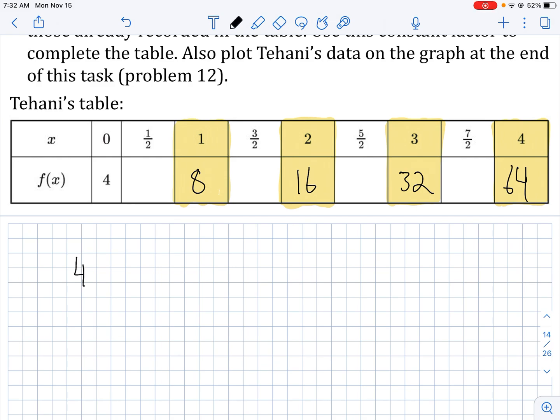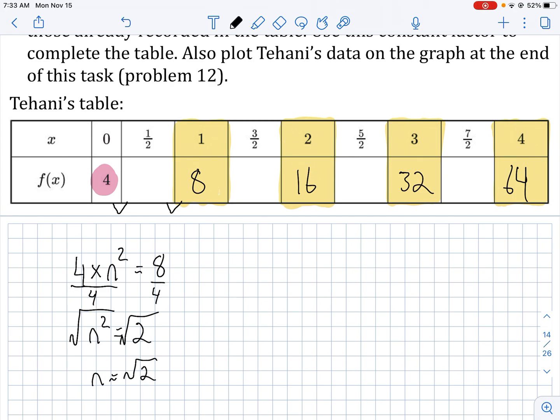So if we start with 4, let's say 4 is our start value, and we're multiplying by a number once, twice. So we're multiplying by a number times itself, and that's going to equal 8. So 4 times the number squared, if we divide both sides by 4, we get n squared equals 8 divided by 4 is 2. So the square root of both sides, and we're left with n equals the square root of 2.